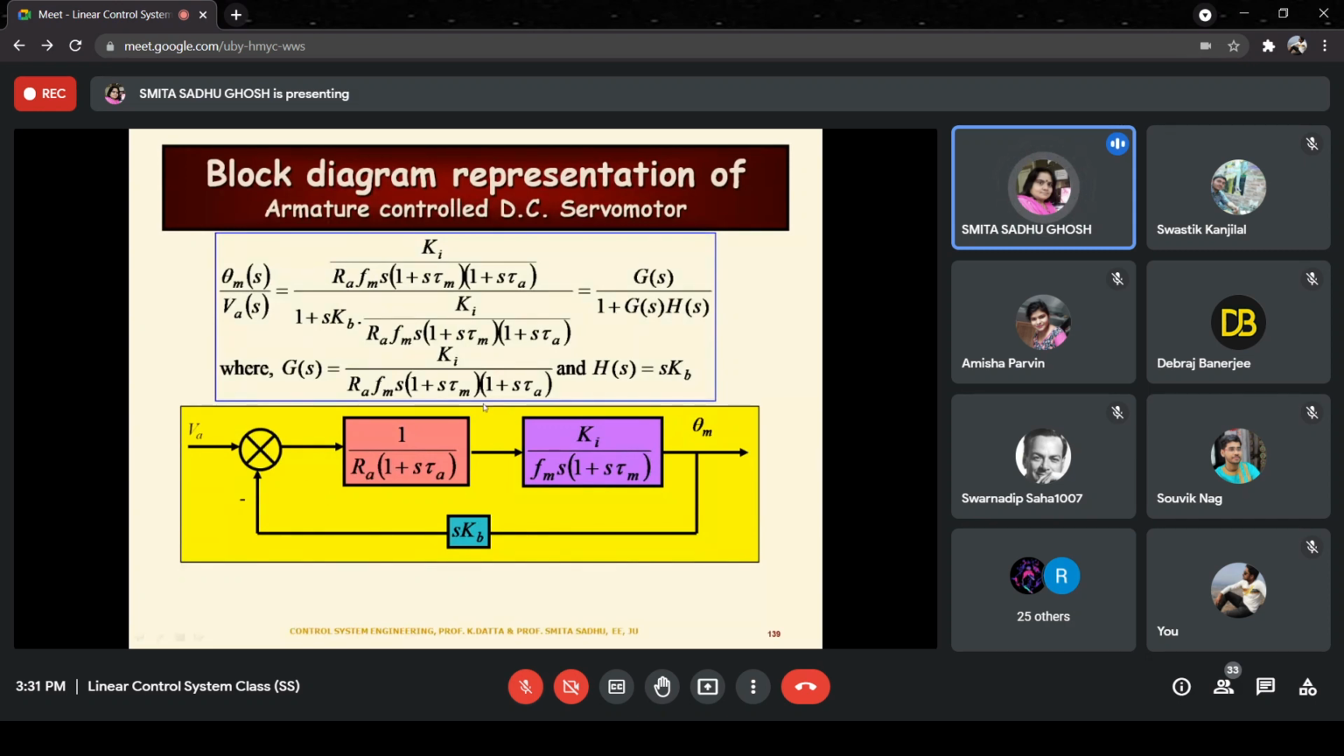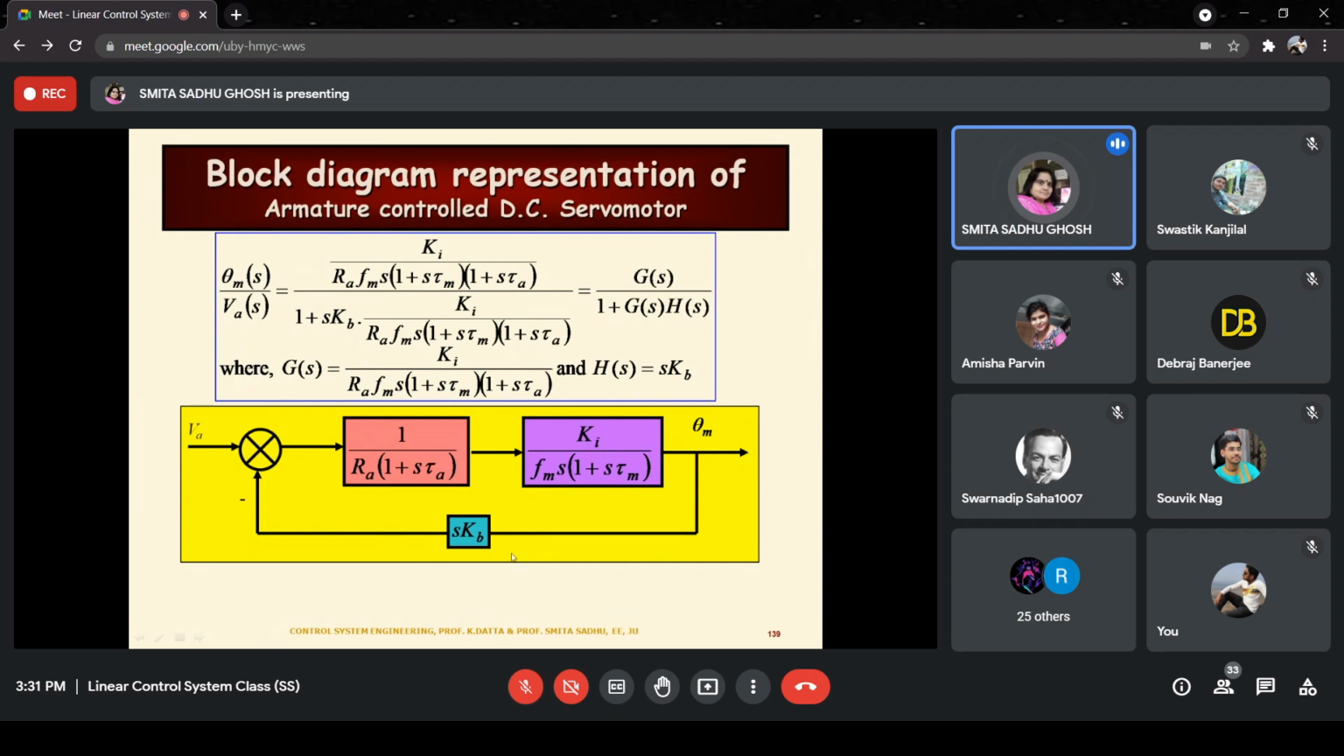If this were a positive feedback, that would have become minus, but nevertheless, if you just derive the transfer function over here, we're going to get back this. That's what I mean, right? If the sign over here is negative, which is what we have. So this is the overall block diagram of the armature control DC servo motor.